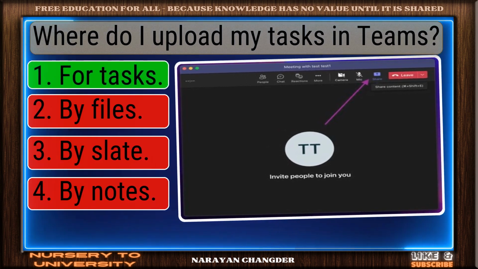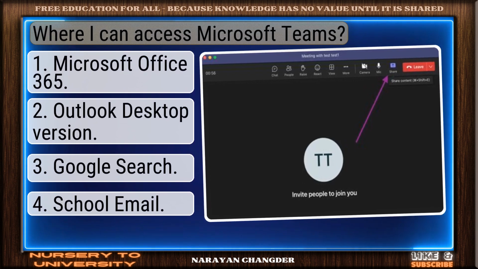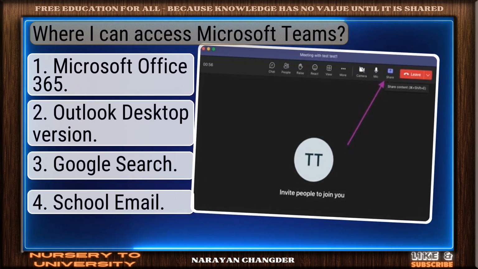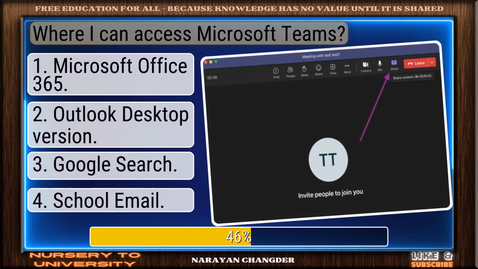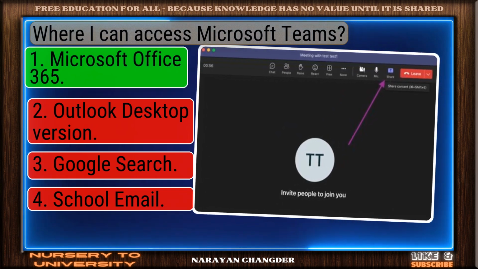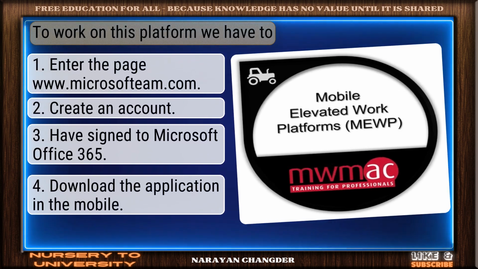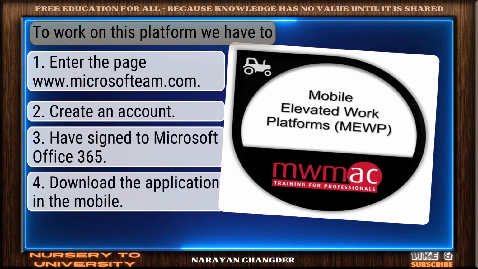Excellent. For tasks is a brilliant choice. Question number 60. Where can I access Microsoft Teams? Great thinking. Microsoft Office 365 is the right choice. Question number 61. To work on this platform, we have to.